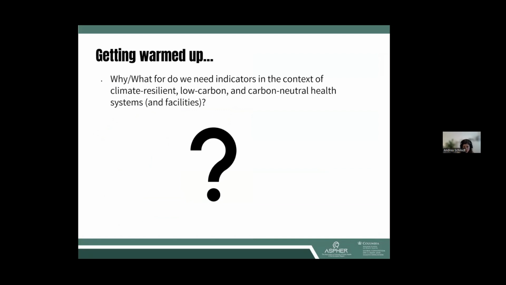Now, I would like to know from you, and I really ask you to put this in the chat, what do you think, why do we need indicators? What could be the objective or the purpose of using indicators in the context of creating a climate resilient, low carbon and carbon neutral health system? You are very much invited to put this in the chat.